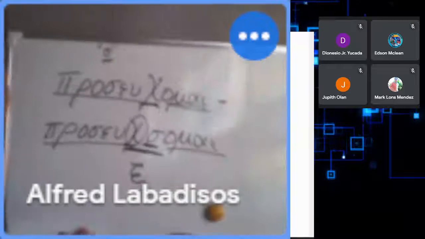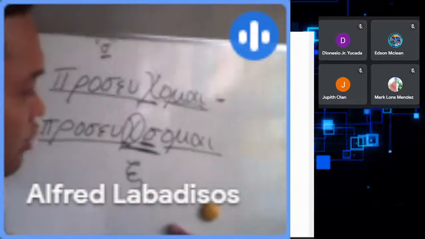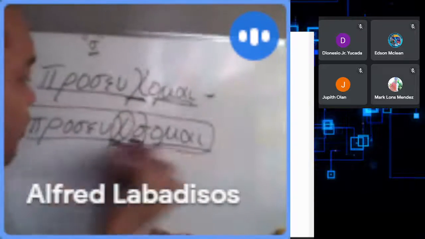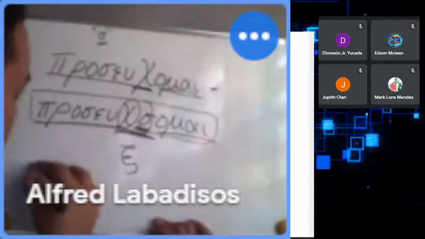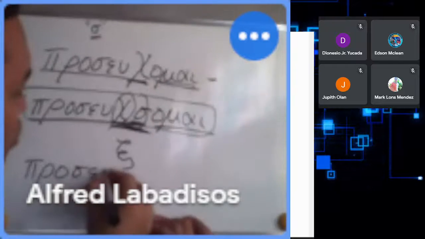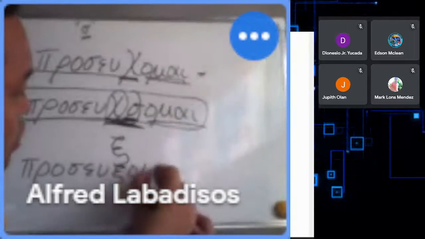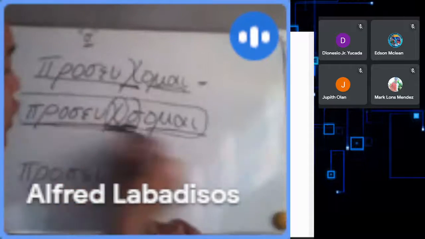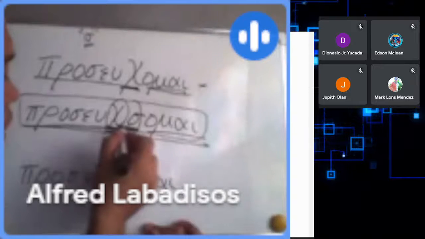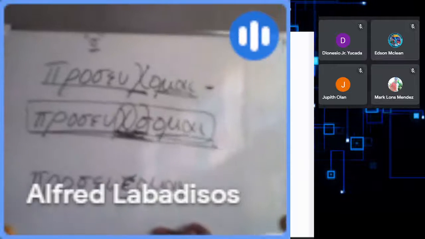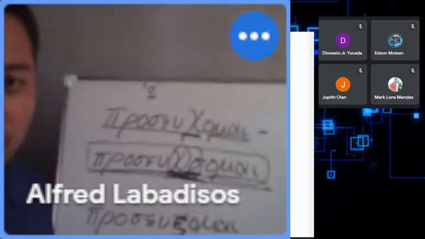Okay? So the future form now of proshukumai is not this form, but this one, because you combine them. That's why we have this form instead of this form: because we have the key and the sigma placed side by side. Now, the second rule, no?